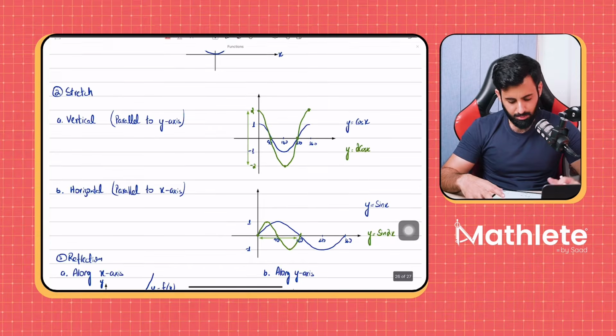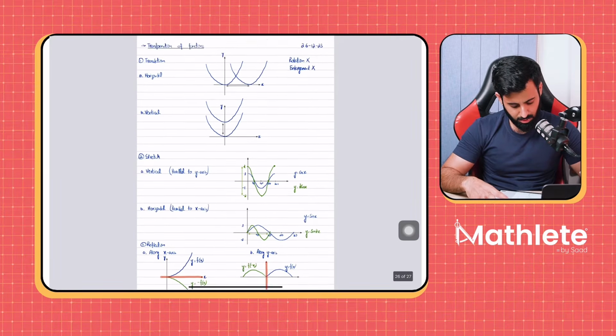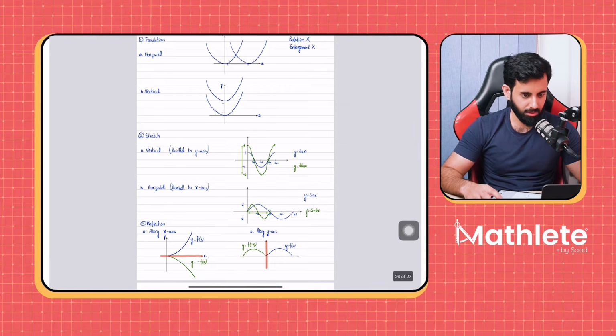Can you move the slide up? Yeah, sure. Here you go. Take a screenshot or copy it, do whatever. Let me know when you're done.